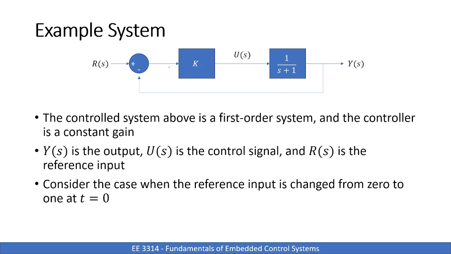Okay, so let's consider the case of a first order system with this type of controller when the reference input, or the command, is changed from 0 to 1 at t equals 0. So if everything's steady state before that, that's going to cause an instantaneous error coming out of this, which is going to drive this controller to output some sort of control signal, which is now going to be proportional to that error, and that's going to go into our system.